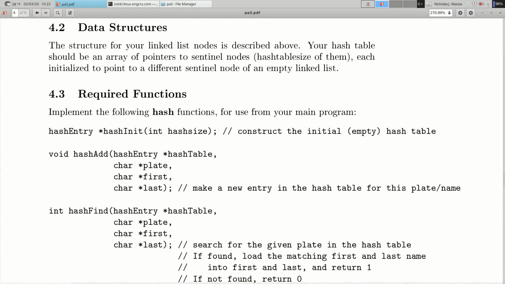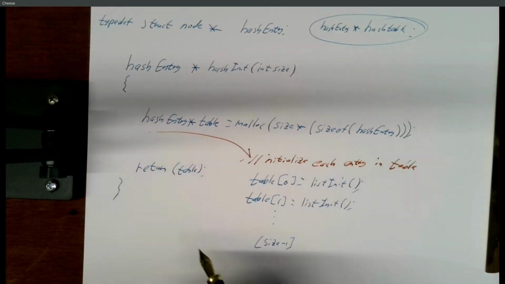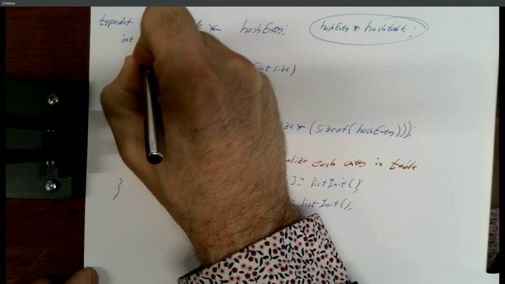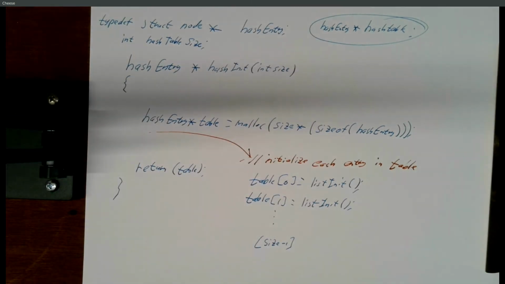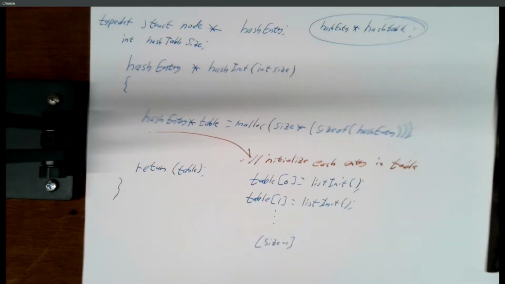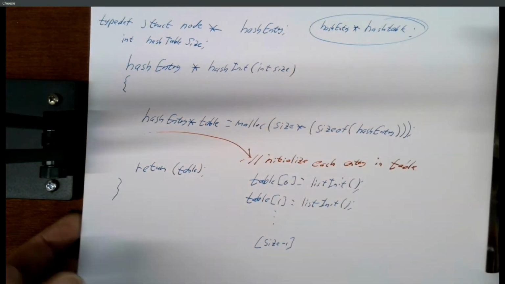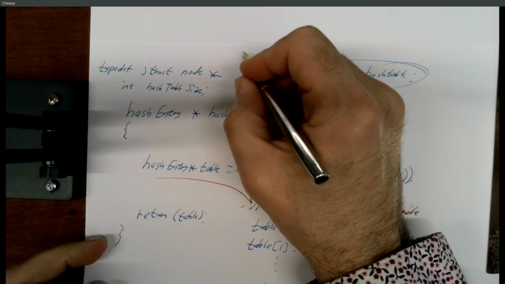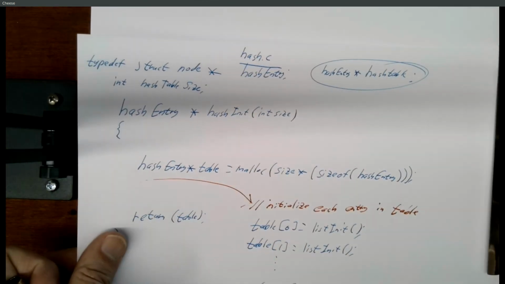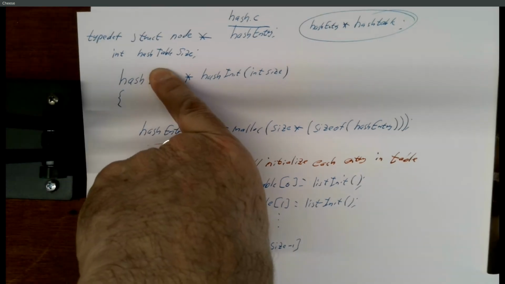So assuming that you put all your hash functions in a separate file like hashfunctions.c or something, which I strongly recommend, here's what we can do. Inside your file, but outside of any function, we can say something like int hash table size. This is global from this point of your file on down. If this is all inside something called hash.c, then any function from this point on down in my file has access to this variable hash table size.